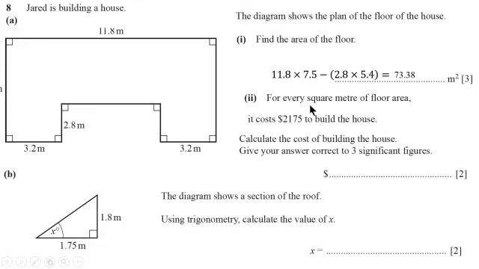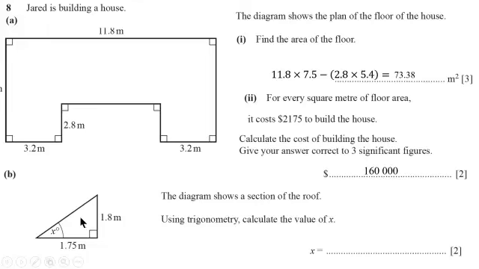Okay. For every square meter of the floor area, it costs $2,175 to build the house. Calculate the cost of building the house. Give your answer correct to 3 significant figures. It's very easy. This amount of money is for only 1 square meter. So I will multiply all the square meters times this number. Okay, and then after approximating to 3 significant figures, the answer will be $160,000. Okay.